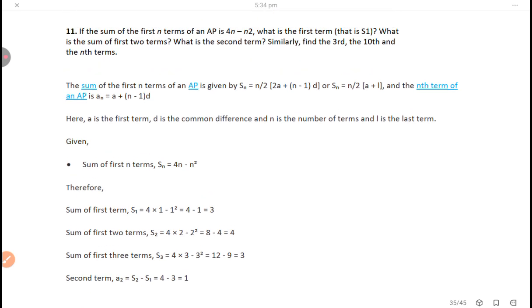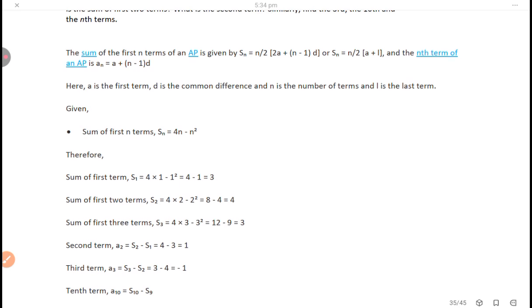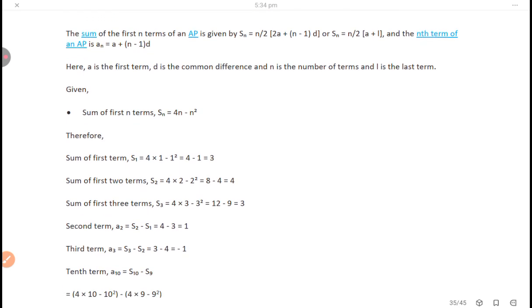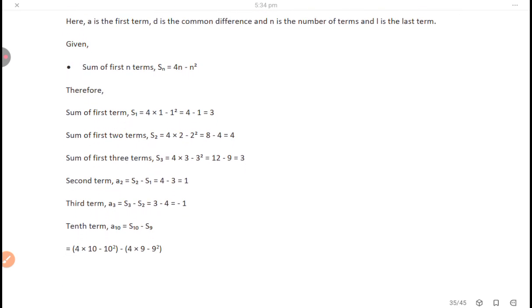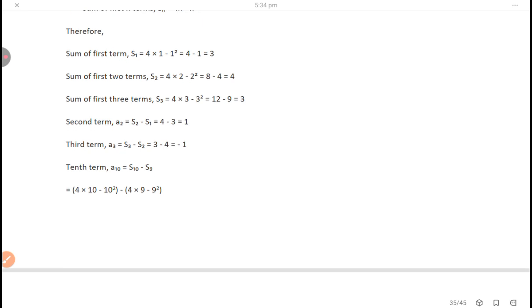First, the sum of the AP is 4n minus n squared. Therefore, put 1, 2, 3 in the place of n. Then you'll get the first term S1 is 3, S2 is 4, S3 is 3. So find the common difference.